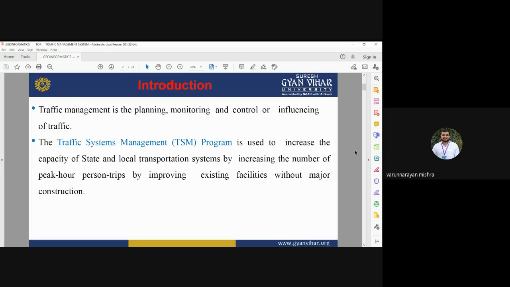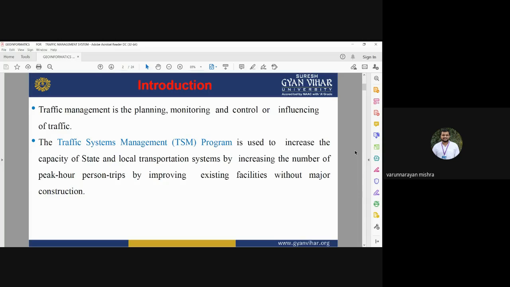First, we should know what a traffic management system is. Traffic management is the planning, monitoring, and control or influencing of the traffic. How we are planning, how we are monitoring, or how we are controlling our traffic comes under traffic management. The traffic system management, in short, we call it TSM.